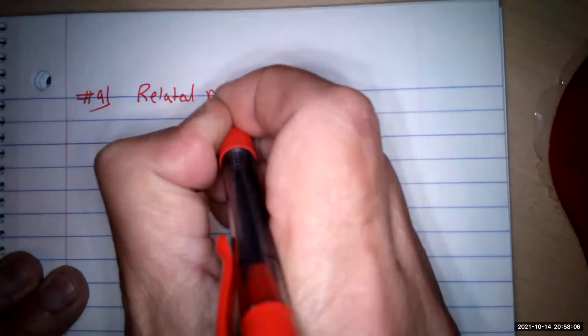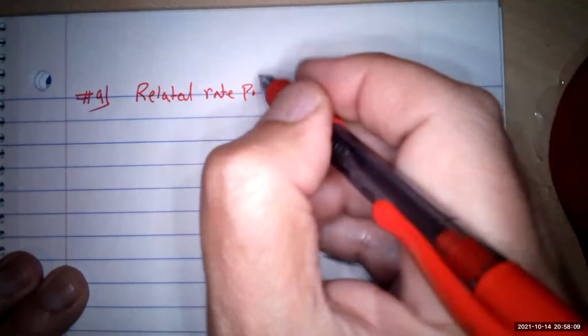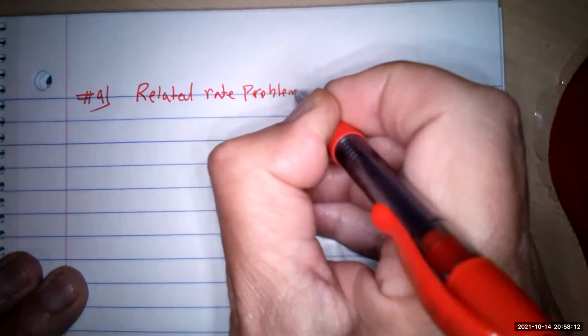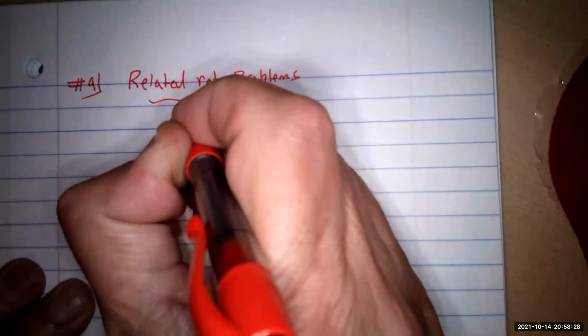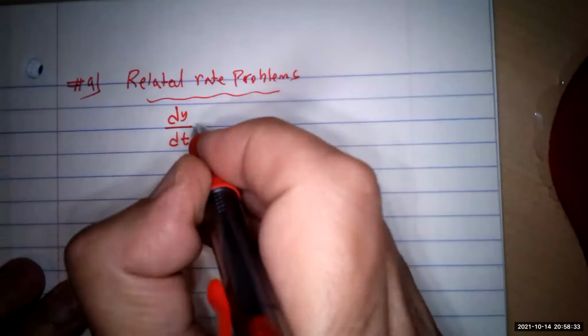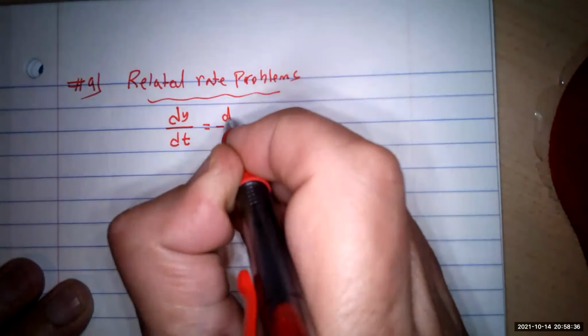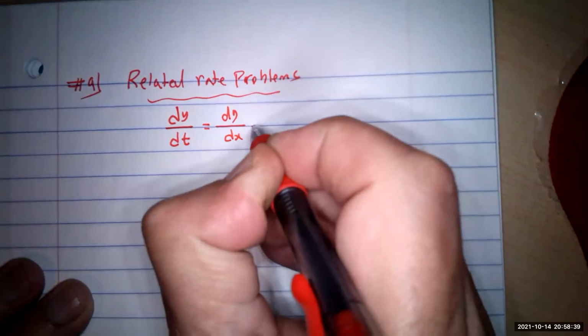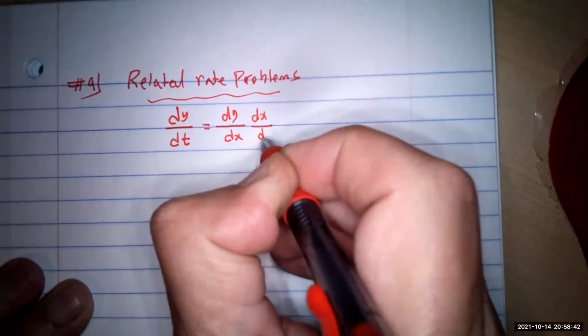Related rate problems. In this format, we have x and y. They are related by one equation, but x and y are functions of t. So we use this formula if you want to find the rate of y with respect to t, which is like velocity or speed. It is ordinary differentiation, the rate of y with respect to x, but you have to multiply by the rate of x, dx/dt.